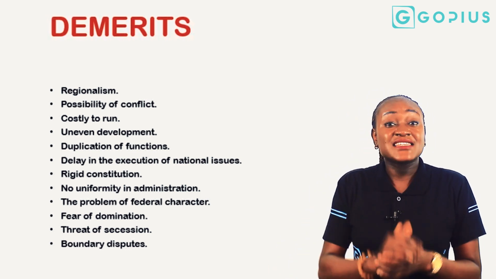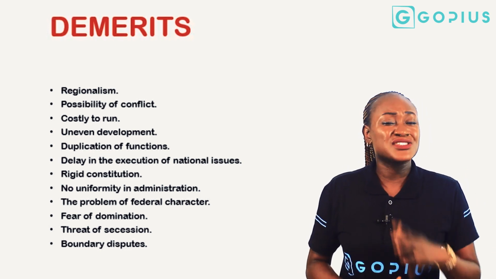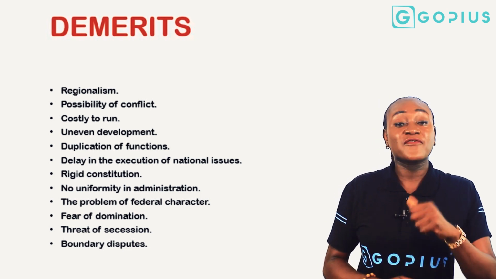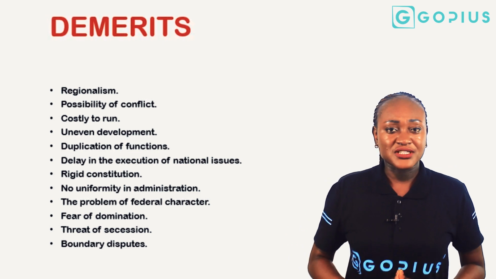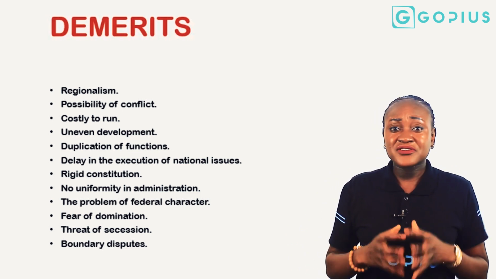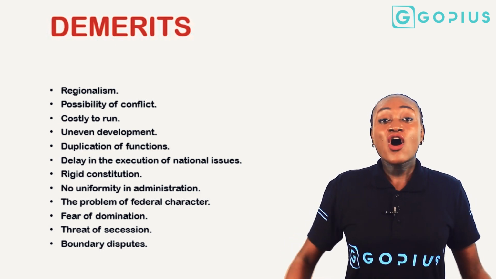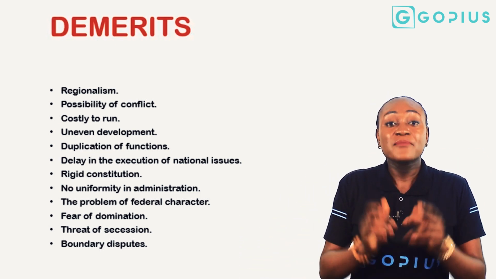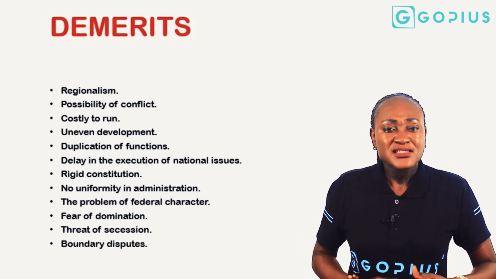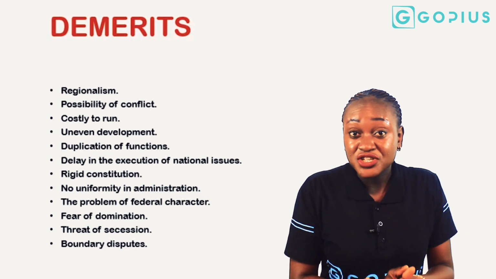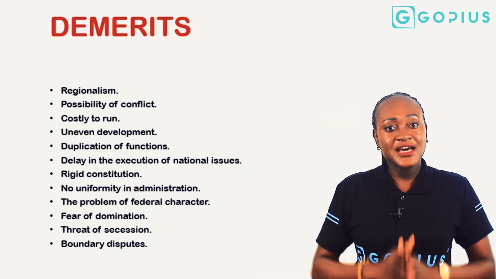There could be delay in the execution of national issues. The constitution is rigid. It's not easy to amend the constitution of a federal state. And there is no uniformity in administration. There is also this problem of federal character. And so when political appointments are to be made, all the constituents of the country must be considered. So this system does not allow for merit. So people merit the position, but they cannot be appointed because all the parts must be captured.